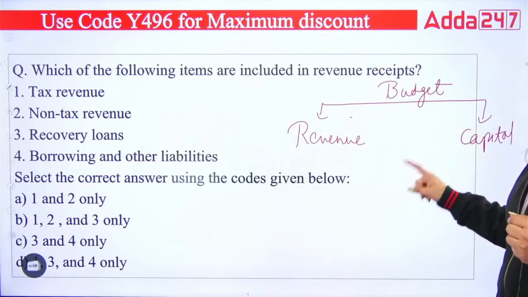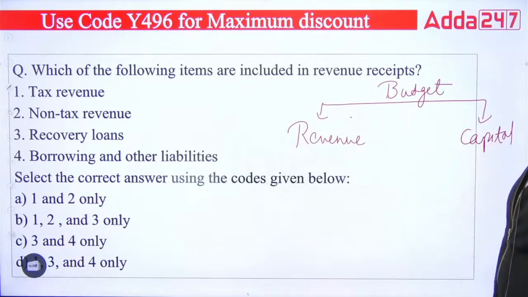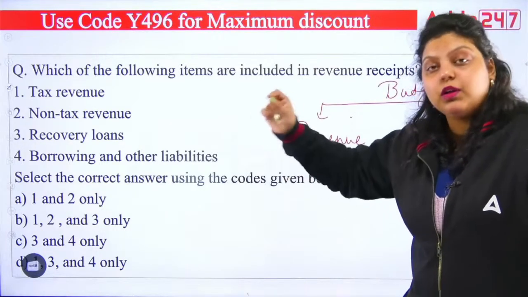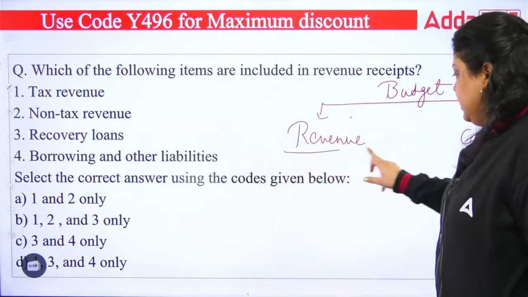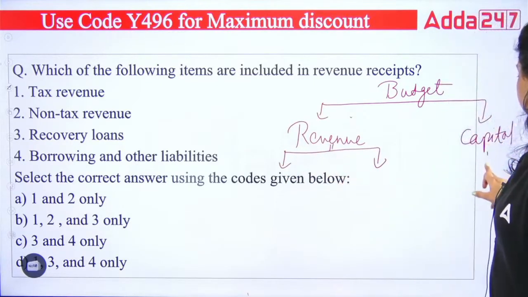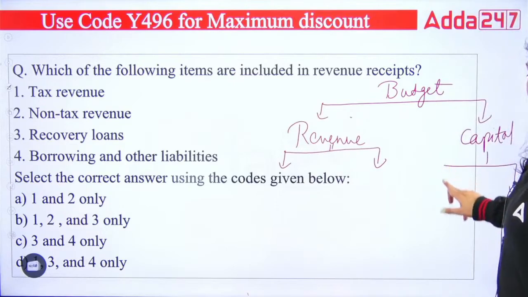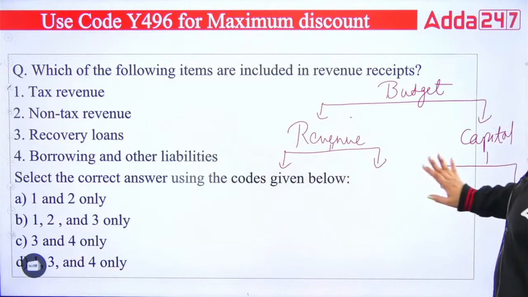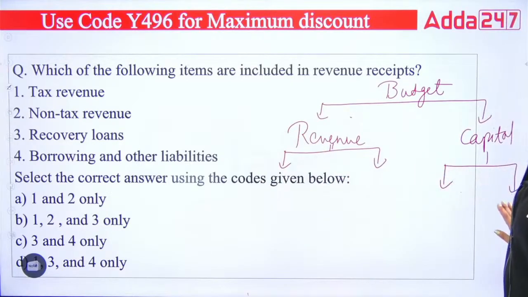Revenue budget is the day-to-day budget, capital budget is the long-term budget. Both budgets are statements of revenue and expenses of the Government of India, and this revenue and expenses will be divided into 2 parts. The revenue budget and capital budget each have 2 parts. First revenue receipts and revenue expenditure, and here capital receipts and capital expenditure.